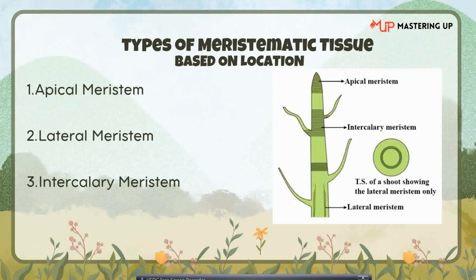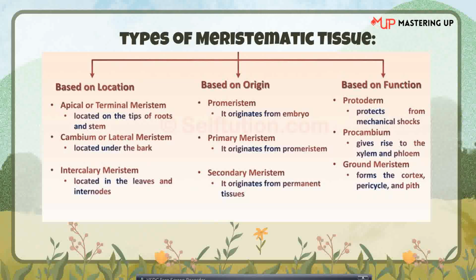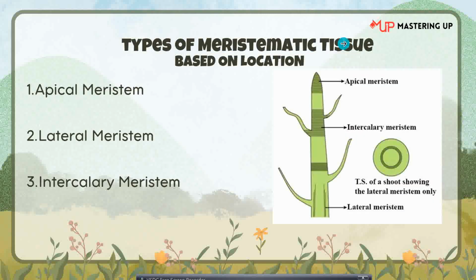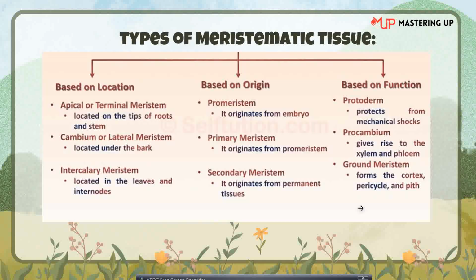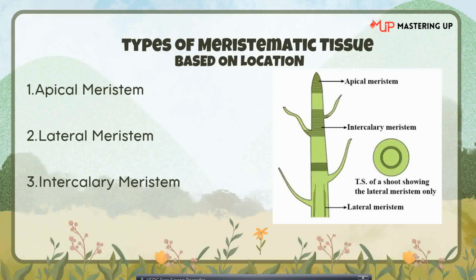Basically we need to know about these three meristems: apical meristem, lateral meristem and intercalary meristem. The types of meristematic tissue based on location. First, apical meristem, which you can see is present on the apex. It is also called terminal meristem. The lateral meristem, or cambium meristem, is present on the lateral side of the plant. And intercalary meristem is present on the internodes and leaves.